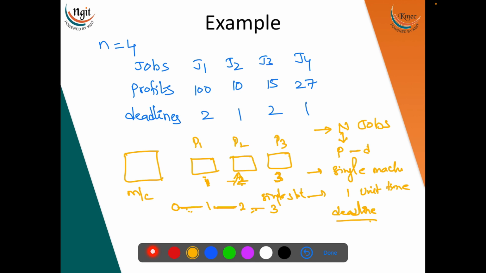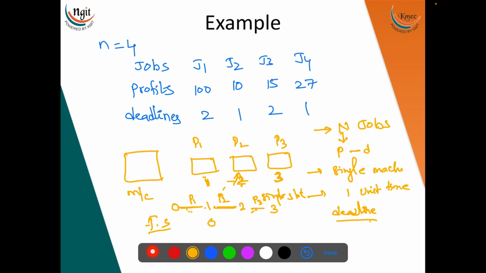So the 0 to 1 slot is given to P1. Now we have the other two, P2 and P3. P2 can get finished over here, P3 can get finished over here. So it is called a feasible solution. A feasible solution is one which satisfies the constraints of the problem.